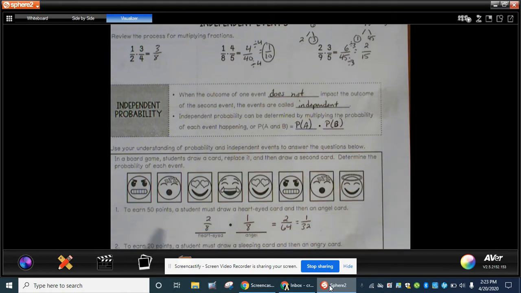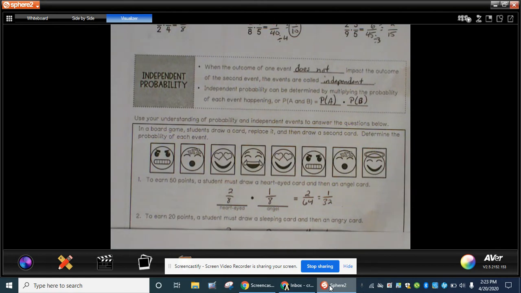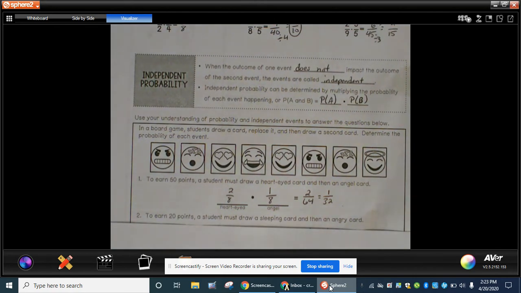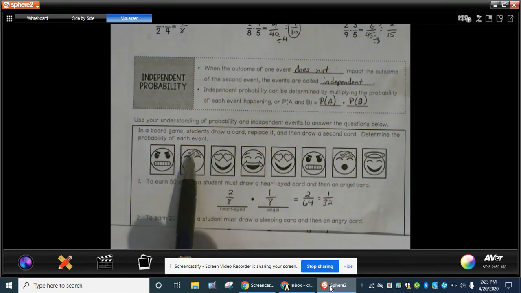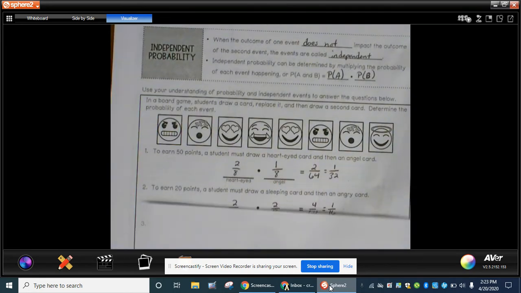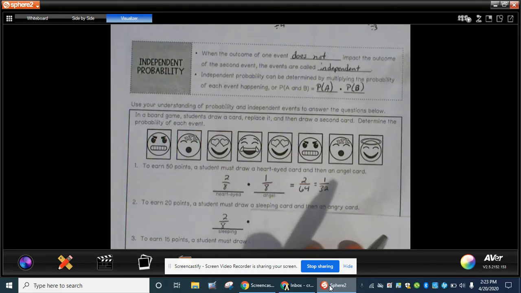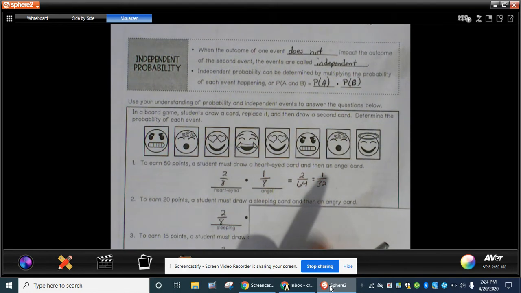All right, so let's look at the next one here. To earn 20 points, a student must draw a sleeping card and then draw an angry card. Again, these two events are not affecting each other. We take one card out, we put it back in, draw another card out. The first card happens to be a sleeping card. How many of those do we have? I'm assuming that the ones that are catching Z's right here are the ones that are sleeping. So you have 1, 2. So 2 out of 8. Again, kind of like the first one there. 2 out of 8 is going to be the first probability of drawing a sleeping card.